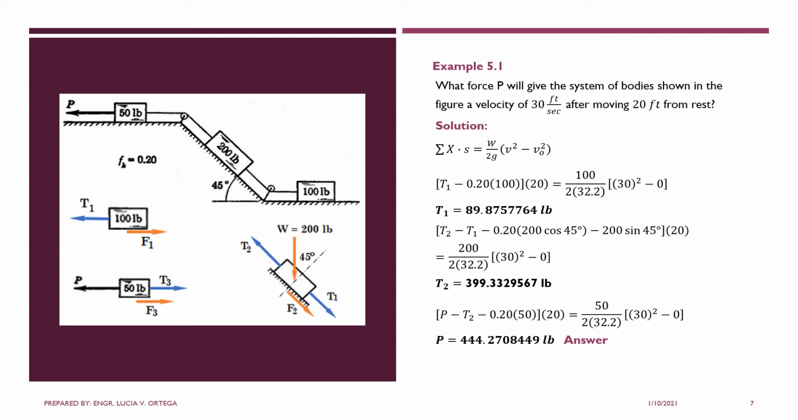And for the last block, the 50-pound block, P will produce positive work, T sub 2 and F sub 3 will produce negative work. So P minus T sub 2 minus force of friction, that is 0.2 times 50, times the distance, is equal to the change in kinetic energy. From that we can solve for P, which is 444.27 pounds. So that's easy.